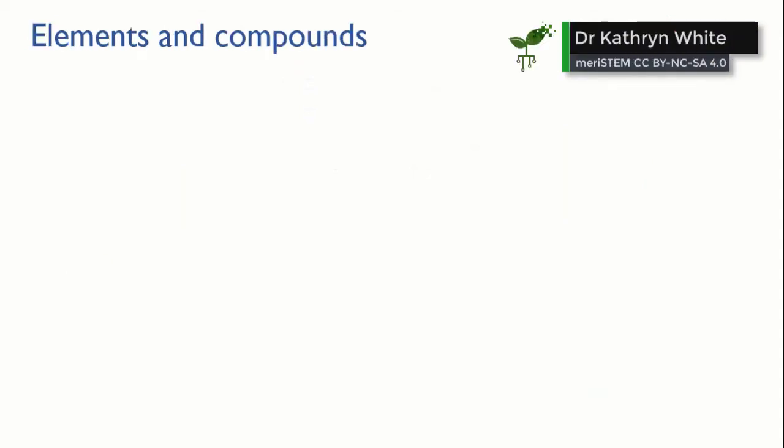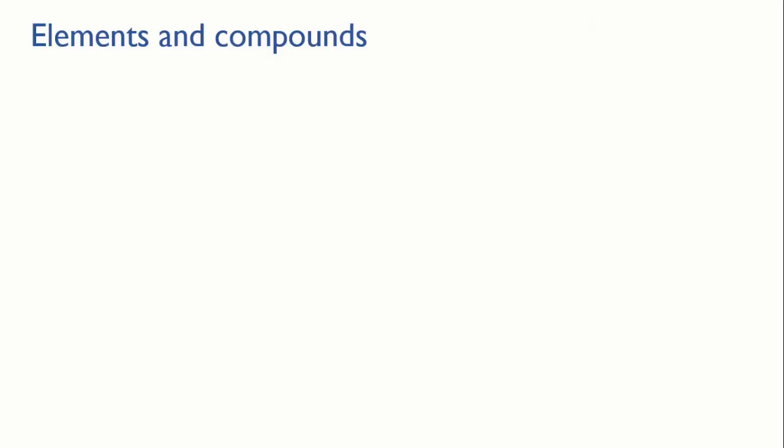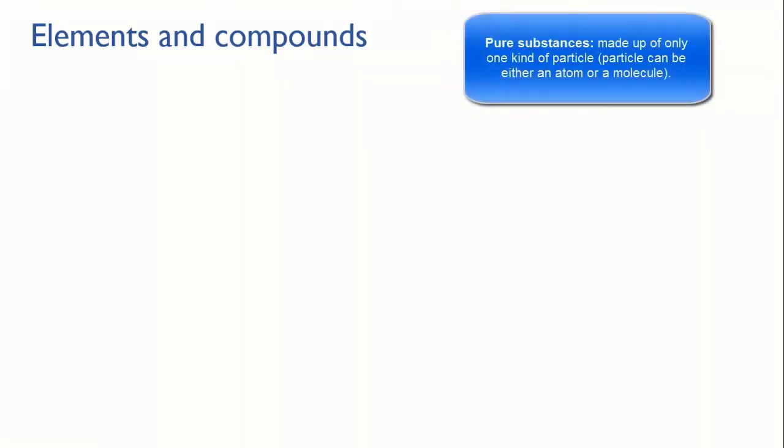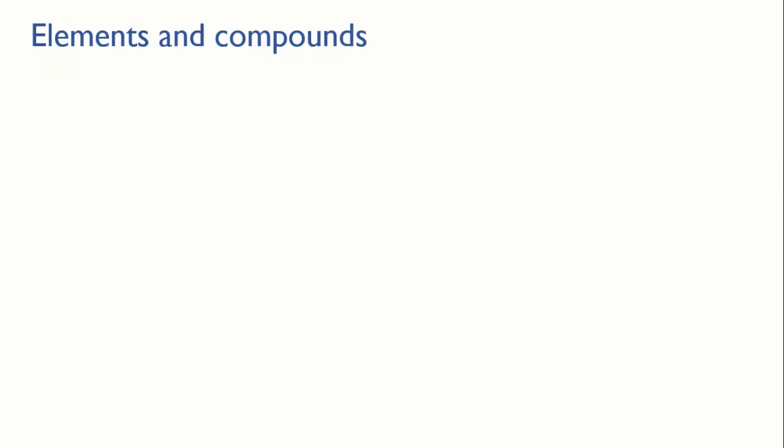Okay, so everything's made up of atoms or molecules, and substances can be defined as either pure or mixtures. So now let's look at the distinction between elements and compounds. Both elements and compounds are pure substances. Remember, that means that all the particles in these substances are identical. So the difference between elements and compounds has to do with the kinds of atoms that they're made from.